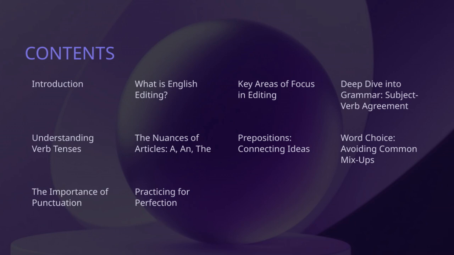Practicing these skills regularly helps you improve and move closer to perfection. We'll also discuss the importance of punctuation, which guides the reader through your message effortlessly. Then, we'll cover the nuances of articles like a, an, and the, small words, but with big impact. We'll clarify what English editing really involves, making sure you understand its purpose. Additionally, understanding verb tenses ensures your writing is consistent and accurate across time frames. All of these points tie into the overall goal of refining your writing to communicate more effectively and confidently.